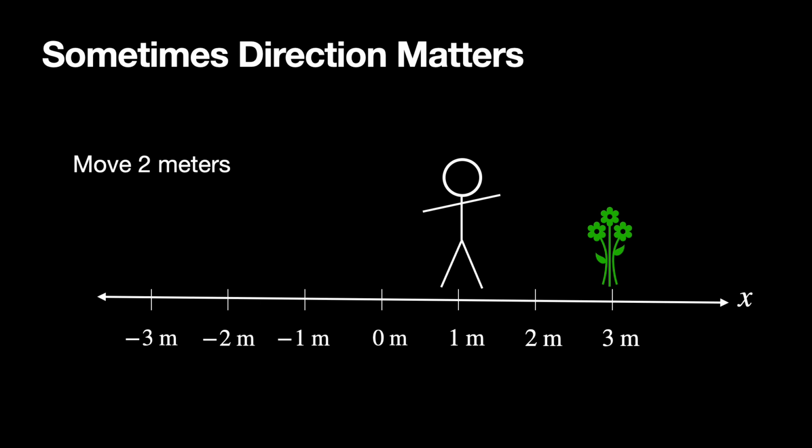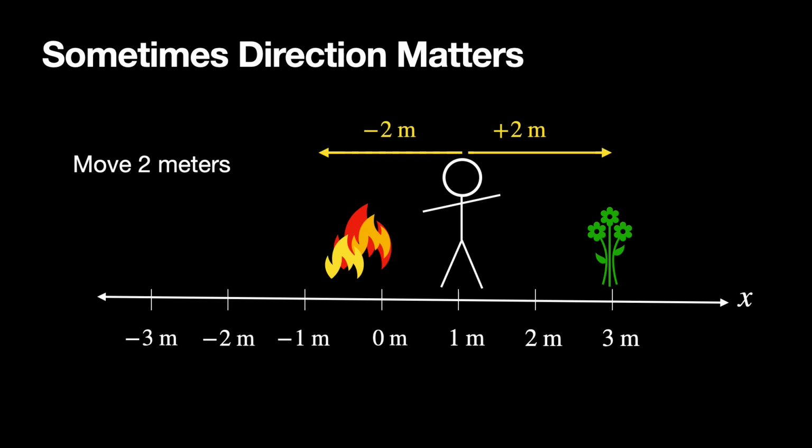But at 0 meters is a fire. Okay, so if I move 2 meters in the positive direction, then I would get the flower. That's good. If I move 2 meters in the negative direction, something different happens. So you can see here that 2 meters doesn't tell you the whole thing. You have to say in which direction. 2 meters in the positive direction, 2 meters in the negative direction. So direction matters. And so this is an example of something that we would treat as a vector. Technically, this is a one-dimensional vector because you can move either in the positive x direction or the negative x direction, and those are different things.